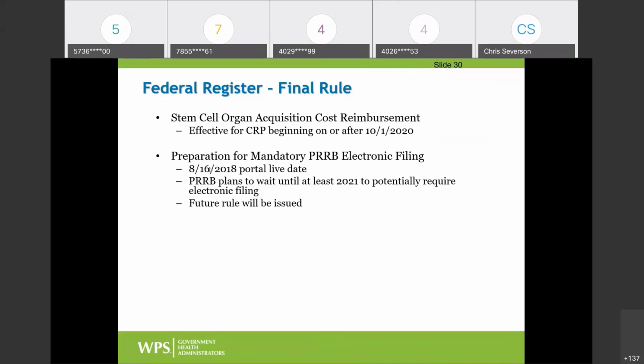Let's see, another one I wanted to talk about deals with the appeals side. And this was CMS's attempt to prepare for upcoming mandatory PRRB electronic filing. So they've had the electronic database in place for a few years now. It's been recommended but not required since the beginning. We are seeing more and more providers starting to use it when they have a cost report appeal. We think it streamlines it for the PRRB, the board themselves.